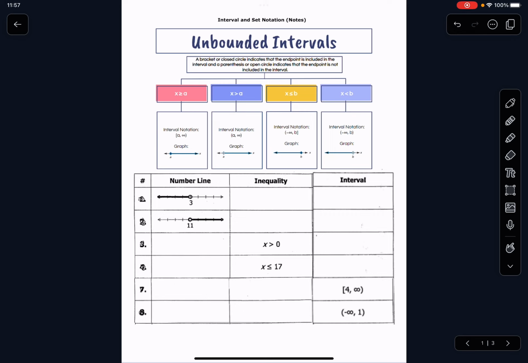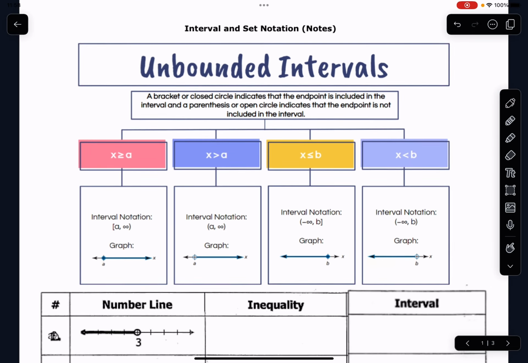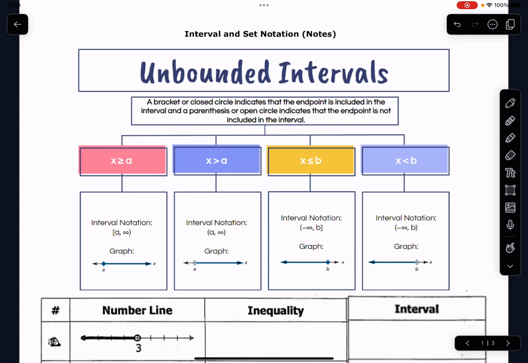What you're going to learn in this video is how to write an unbounded interval using inequalities, a number line, and interval notation. Let's start with inequalities first. Let's discuss when we use brackets and closed circles. A bracket or closed circle indicates that the endpoint is included in the interval, while parentheses or an open circle indicates that the endpoint is not included in the interval.